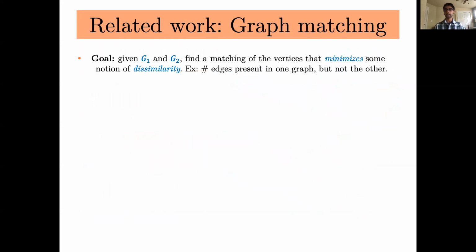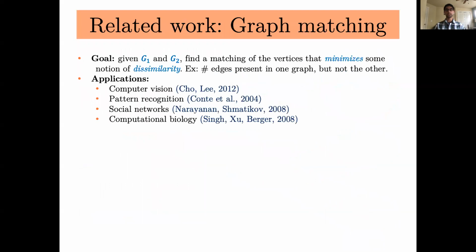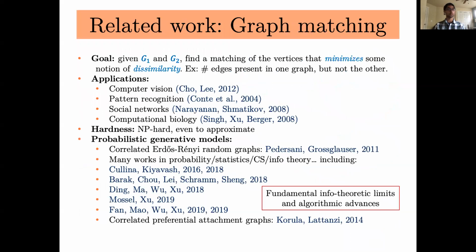Our inspiration for studying this model came from the graph matching problem. In this problem, the goal is to label vertices of two networks in a way that minimizes the dissimilarity between the two networks. For instance, one might want to minimize the number of disagreeing edges. This problem has many applications in diverse domains, but unfortunately it's NP hard, even to approximate.